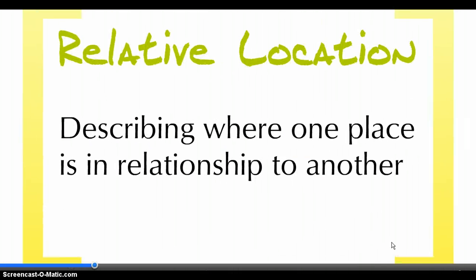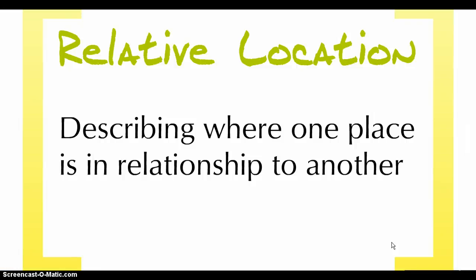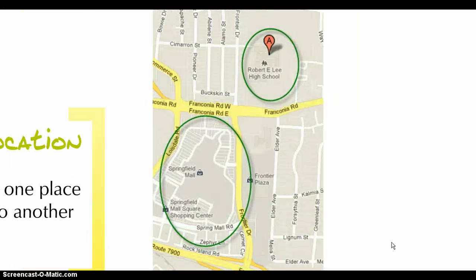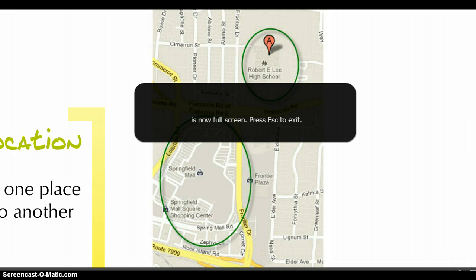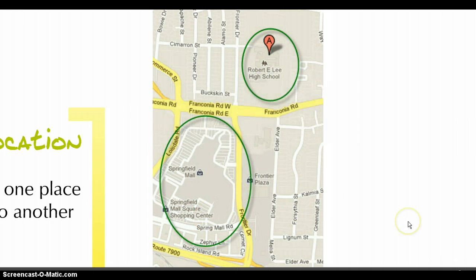The second way that we talk about location is to talk about relative location. Relative location is where we describe where one place is in relationship to another place. So for example, I could describe where Robert E. Lee High School is by saying that Robert E. Lee High School is across the street from Springfield Mall.